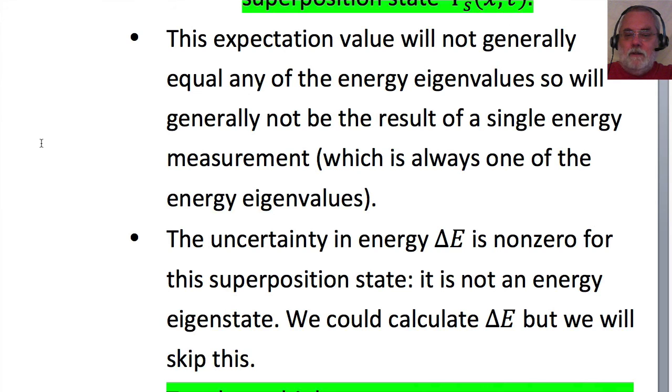There is uncertainty in the energy. We have a formula for calculating uncertainty. The uncertainty in energy, delta E, is non-zero for the superposition state. The superposition state is therefore not an energy eigenstate. We could calculate delta E, it's just using the formula, but we're going to skip that math.